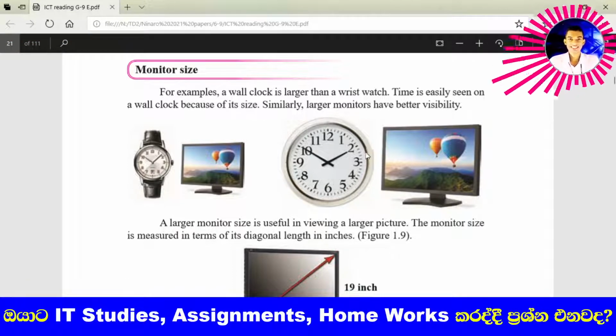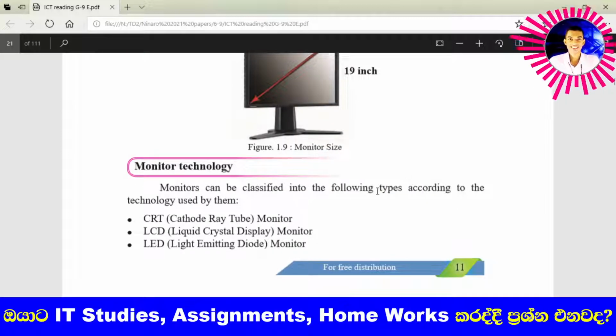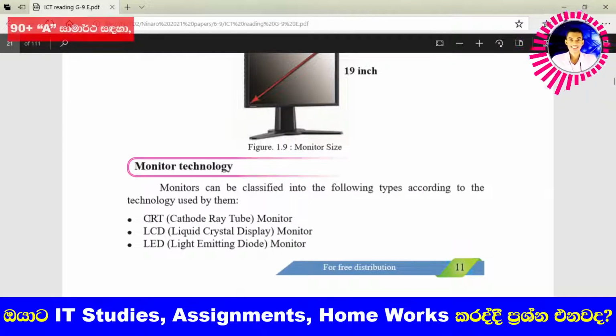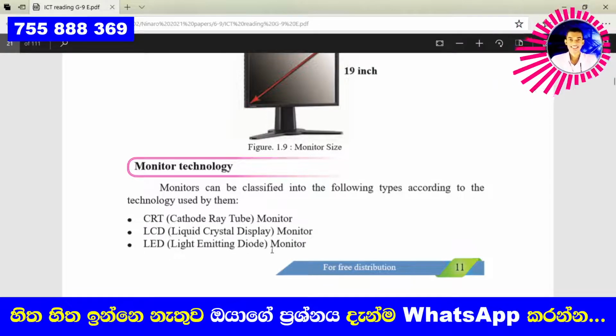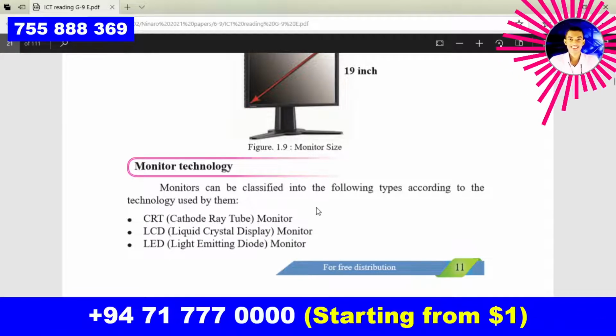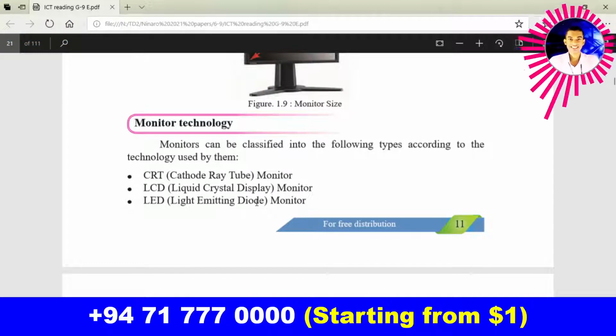Okay, actually there are 3 types of computer monitors according to the technology. One is CRT, cathode ray tube monitor. The other one is LCD, liquid crystal display monitor. The latest one is LED, light emitting diode monitor. There are several benefits and drawbacks comparatively in these monitors.